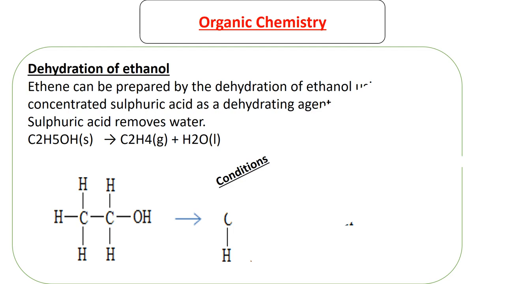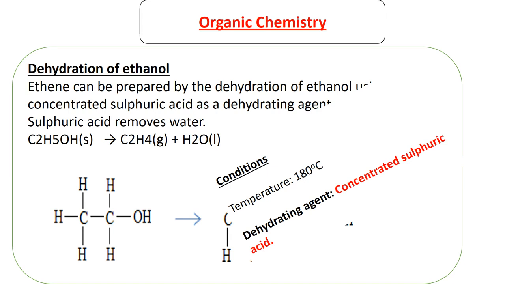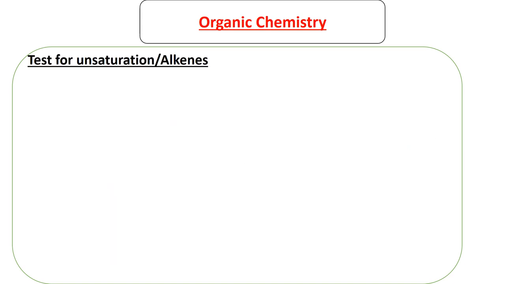So what are the conditions that make this reaction possible? The temperature should be 180 degrees Celsius. The dehydrating agent or the drying agent should be concentrated sulfuric acid.